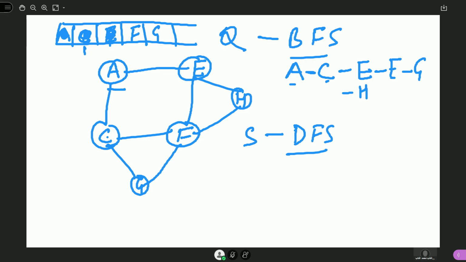Remove E. The next node is F. F's adjacent nodes are G and H. G is also finished, and H is also finished. Remove H. G's adjacent nodes are only F and C, which are also finished. So this is our BFS: A, C, E, F, G, H.